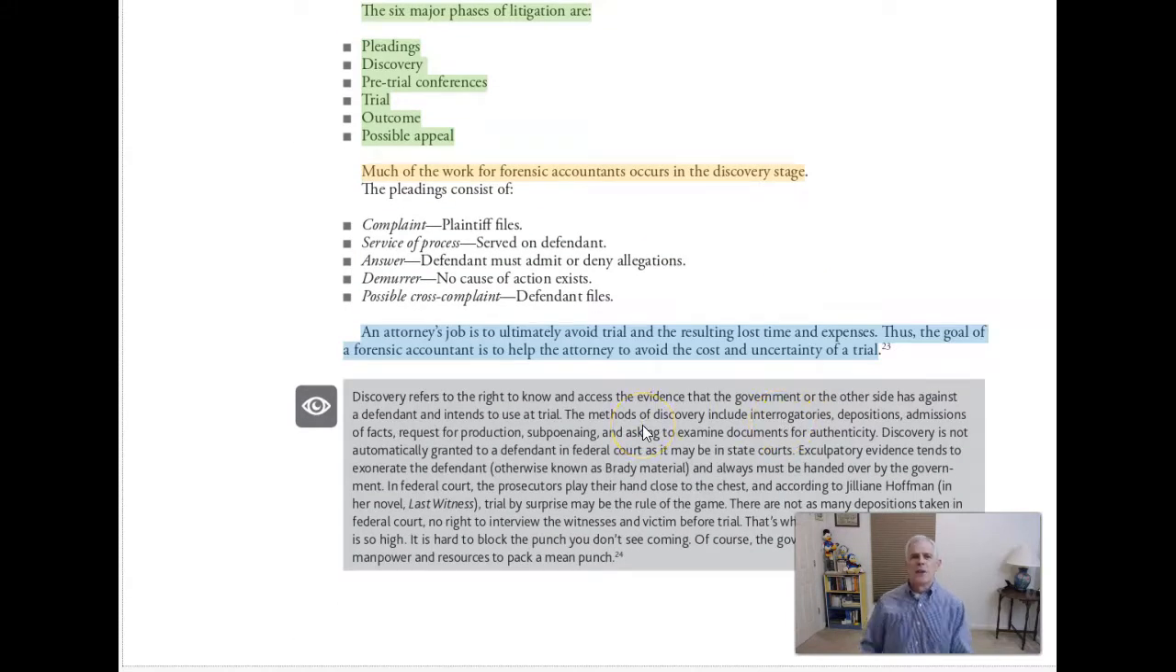This says that an attorney's job is to ultimately avoid trial and the resulting lost time and expenses. In other words, you want to settle. So hopefully you can build a good enough case for your side, whether you're the plaintiff or the defendant, to make the other side see it's better to go ahead and settle before we go to trial. Because when you get to trial, you never know which way it's going to work out. So it's the forensic accountant's duty to help that attorney get to the point where maybe it'll settle before it goes to the full trial.